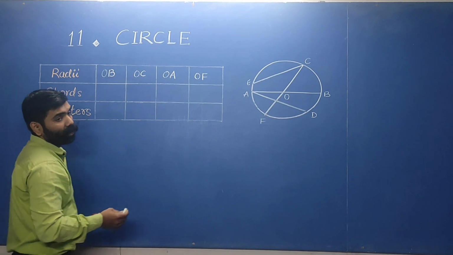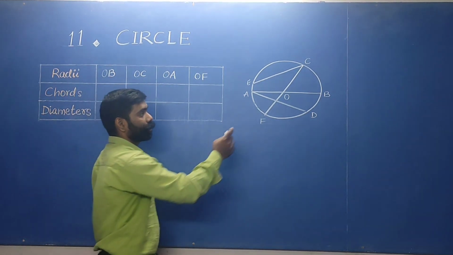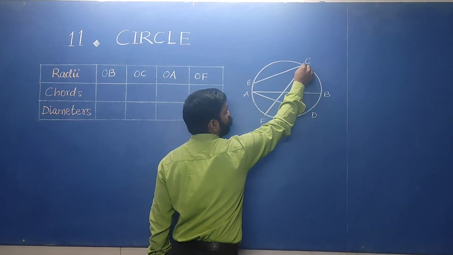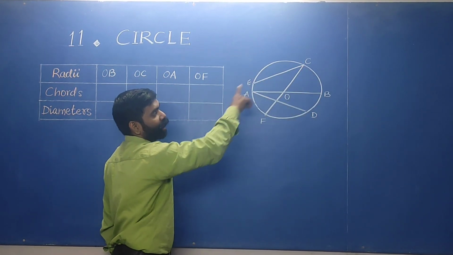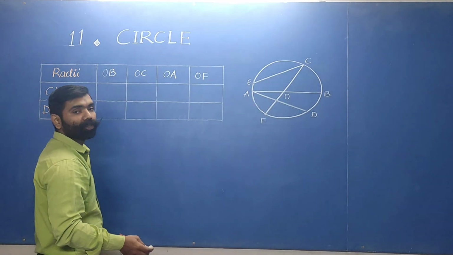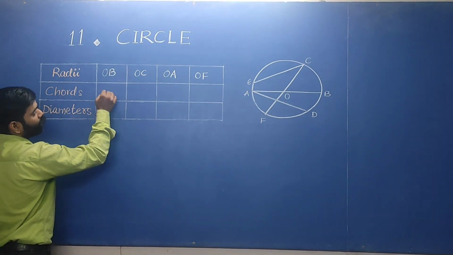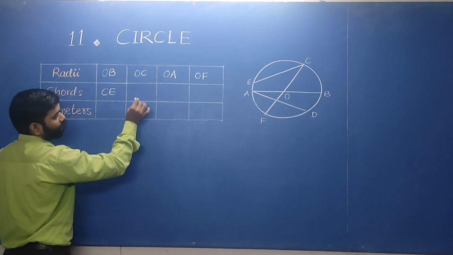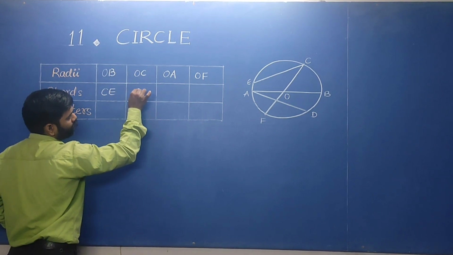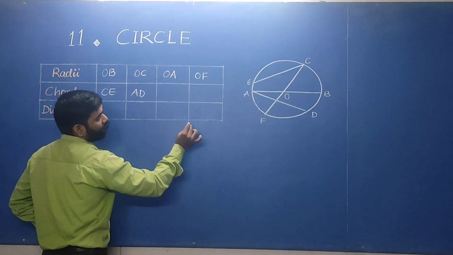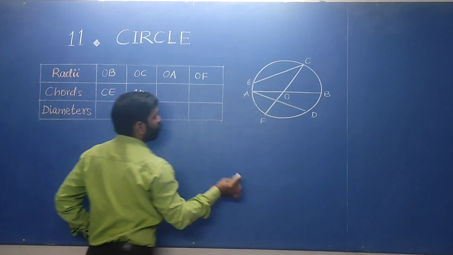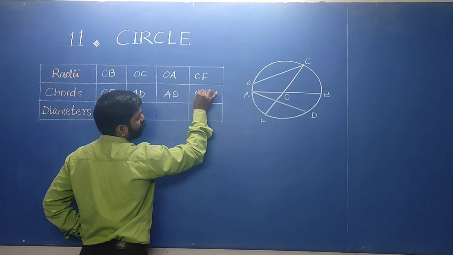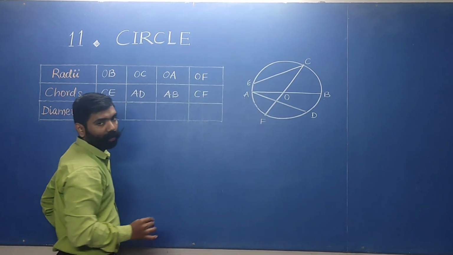Now what is a chord? The segment joining two points, point E to point C, that segment is known as a chord. So here you can write CE is a chord, AD is a chord, AB is a chord and CF is also a chord.